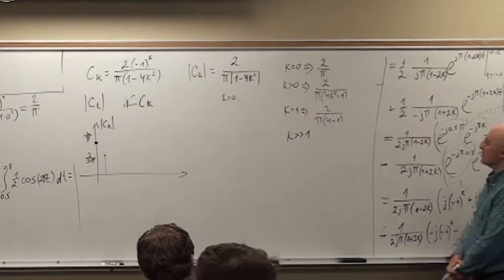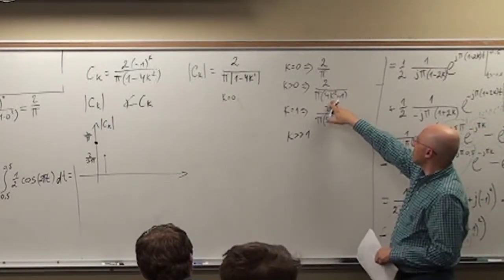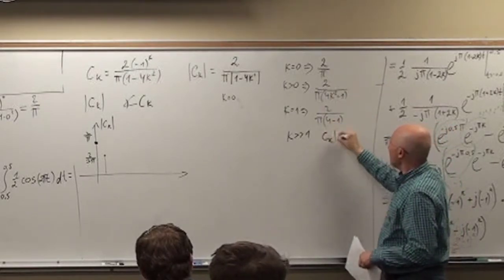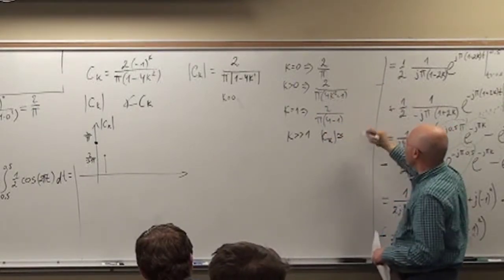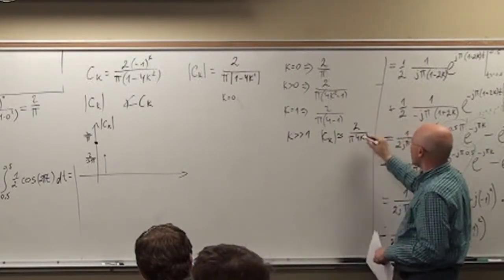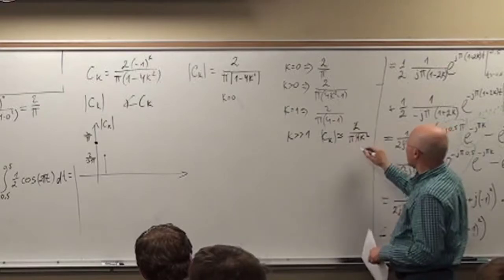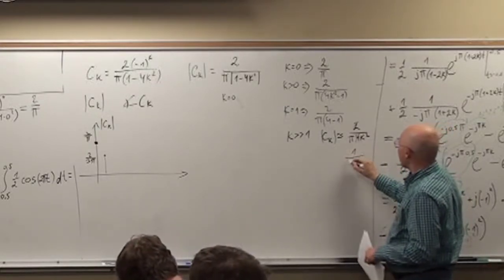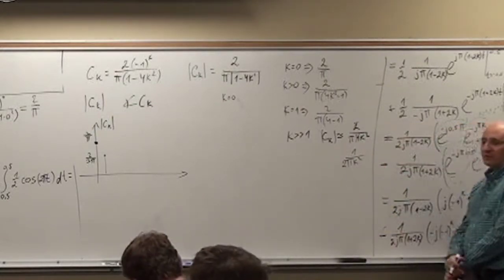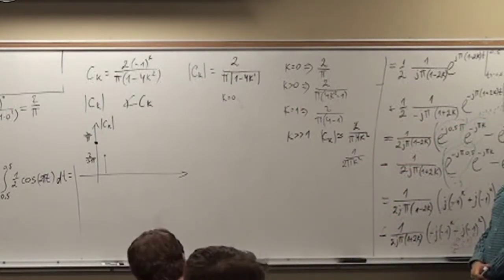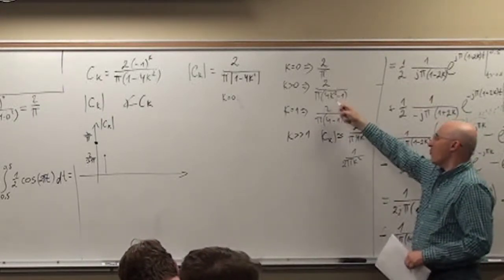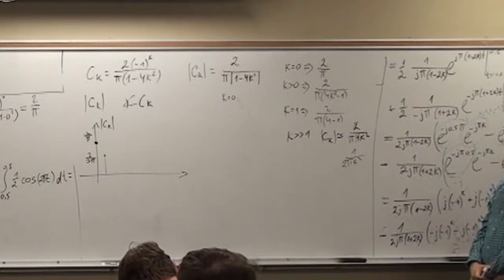Look, when k is a very big number, 1 will be ignored, right? So the absolute value of ck will be approximately equal to twice divided by pi times 4k squared. So you can cancel that one with that one. So it will be approximately 1 over 2 pi k squared, when k is large enough. That's how you make approximations, ignoring that 1 compared to 4k squared, which is a big number.